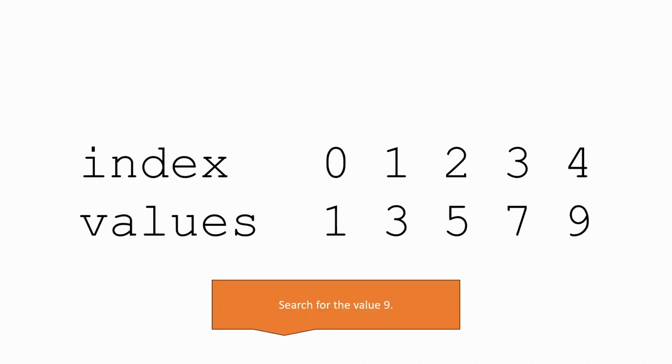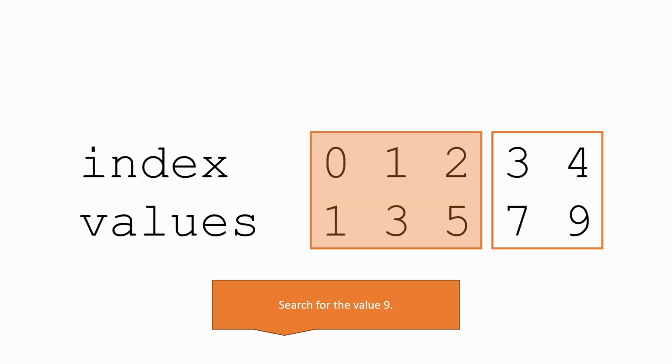We need to start in the middle of the list, so we take the lowest index 0 plus the highest index 4, and we average them. 4 divided by 2 is 2, and that's the middle of our list. We check the value at index 2, which is 5, and 9 is greater than 5, and therefore we can ignore the left half of this list and concentrate on the right half.